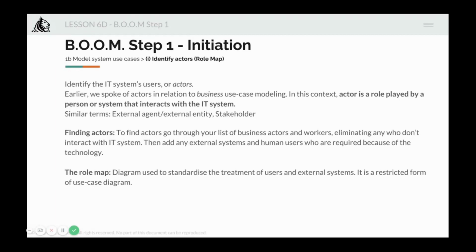right? Remember that when you performed business use case modeling, your focus was not on technology, right? So you may have missed some of these actors, right? So any external system or any external product, any third party API, anything that you would want, you will model it here. And then finally, you will start creating a role map. A role map is a diagram used to standardize the treatment of users and external systems throughout the project. A role map is a restricted form of a use case diagram. Okay. Whereas a use case diagram shows actors and their associations with use cases, the role map shows only actors. It basically puts all the actors involved in the product that you're talking about and creates a map between each one of them. Who gives permission to whom, how exactly they should work out, and so on. Okay.